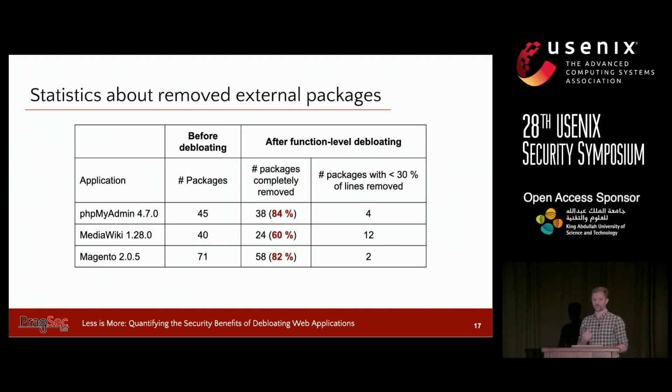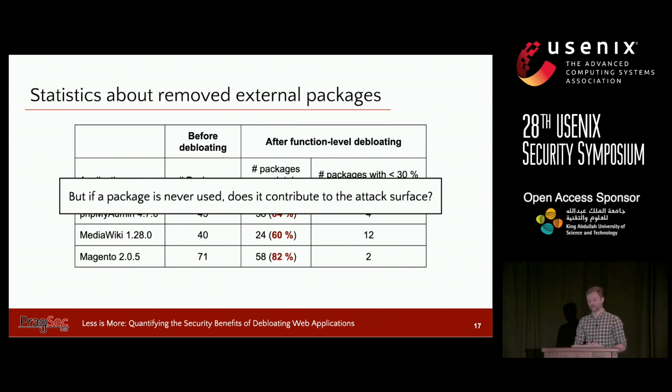So looking at this from a different angle, we see that out of 45 external packages within PHP, 38 of them are totally removed as a result of debloating, meaning that they were never touched. And only 4 packages are used extensively in PHP, where more than 70% of the source code was exercised. Going to MediaWiki, we see more packages being used extensively, but again, for Magento, out of 71 packages, only 2 are used by more than 70%.